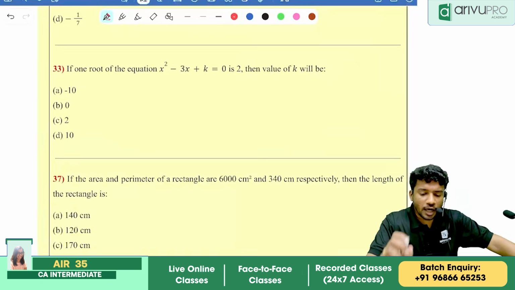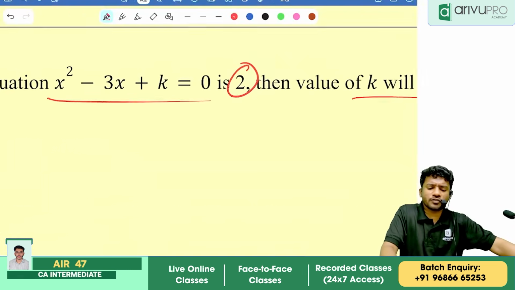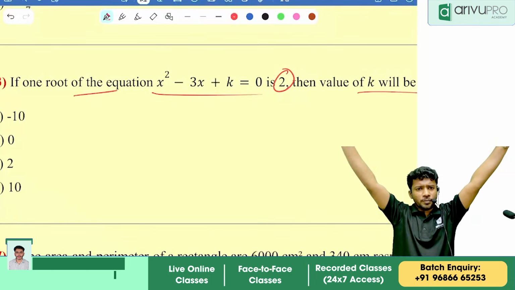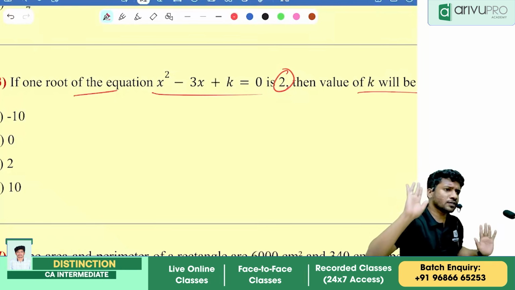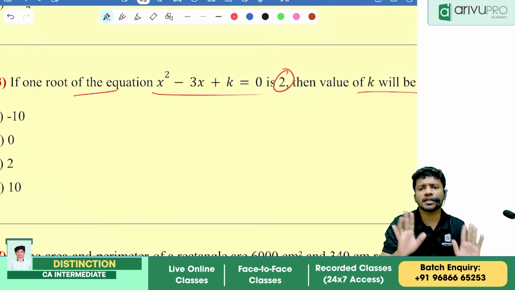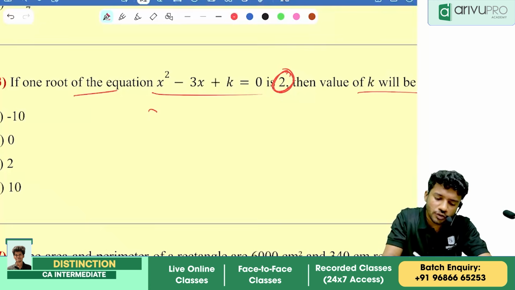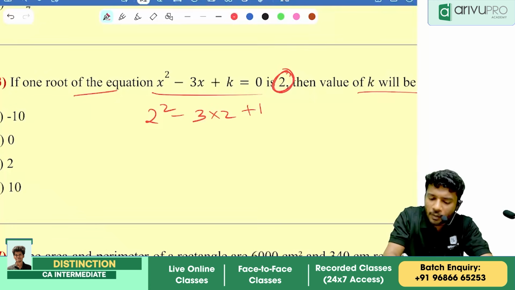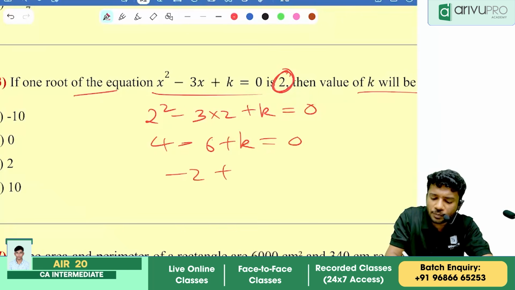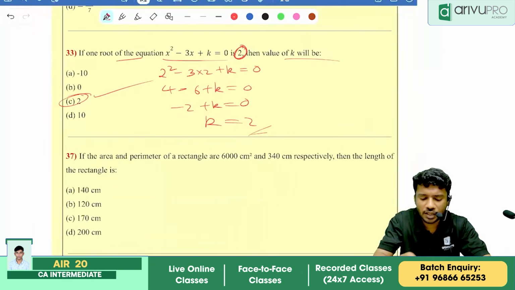Then, people, one root of the quadratic equation is 2. Then find the value of k. How to find this? One of the roots is 2. What is the meaning of a root? Root means if I substitute that value, it will satisfy the equation. That means LHS will become RHS if I put that root value in the given equation. Instead of x, you will put 2. So 2 square minus 3 into 2 plus k is equal to 0. 4 minus 6 plus k is equal to 0. Minus 2 plus k is equal to 0. k is equal to 2. Option C is your answer.